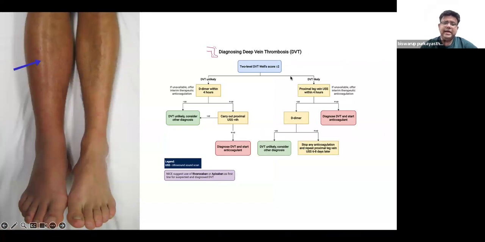For DVT, remember that you should have a very high index of suspicion, and you need to confirm this suspicion with imaging. The answer for DVT is not D-dimer. The answer for DVT is imaging. The answer for DVT is anticoagulation to treat the DVT.